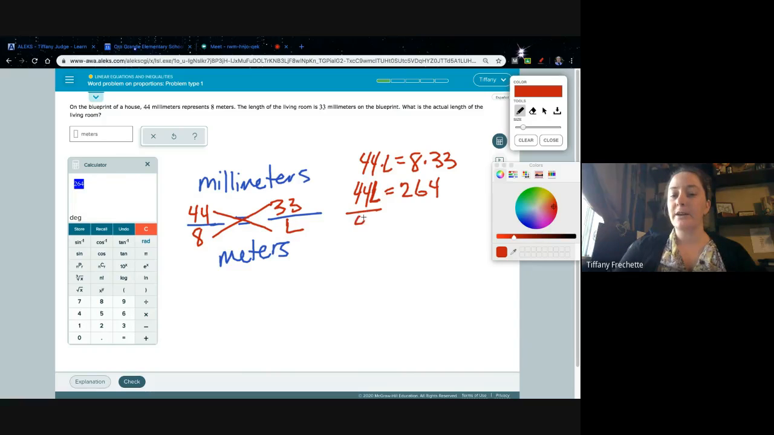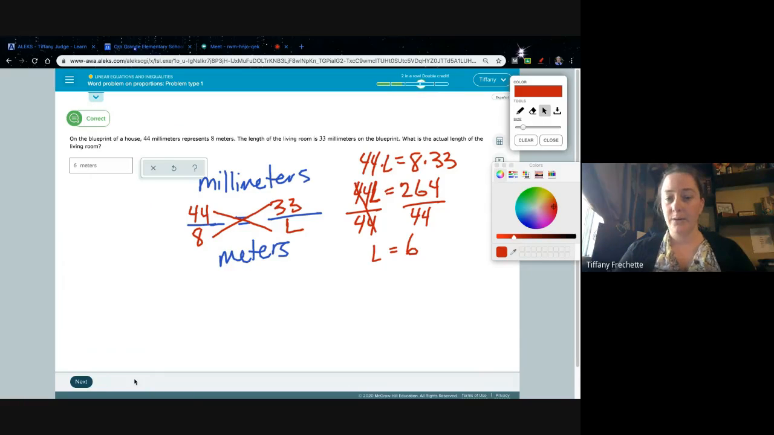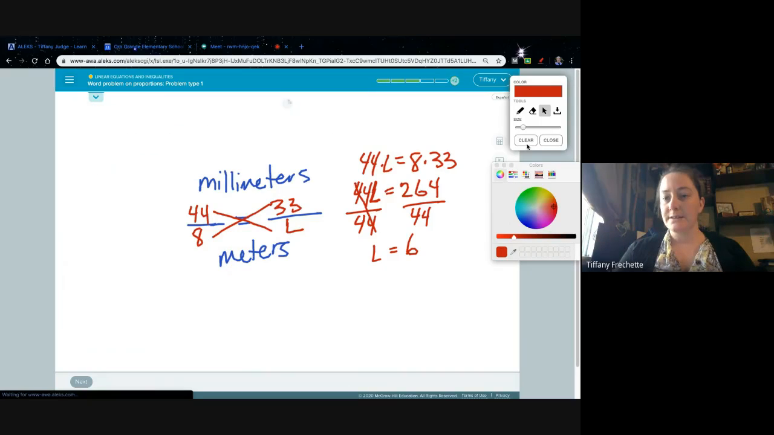And then we're going to divide by 44 on both sides so that we can get this L by itself. So 44 divided by 44, that cancels. L equals, and we just need to go back to our calculator here and hit divided by 44 equals, and we get 6. So the actual length of the living room is 6 meters. So we type in 6 here, and we click check. And we got it. Next, let's go ahead and clear this out.